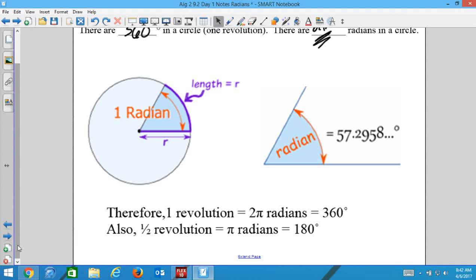One revolution is 2 pi radians. A half of a revolution is even more important for us. Half of a revolution is pi radians, which is 180 degrees. We're going to use that more than the full thing. When we have triangles, what do all angles add up to? 180. So 180 is used a lot more than a full 360.